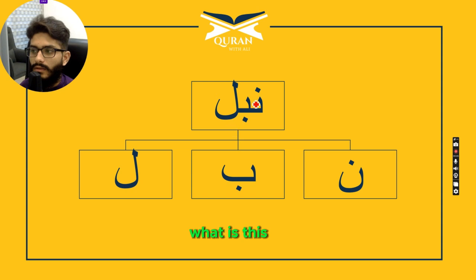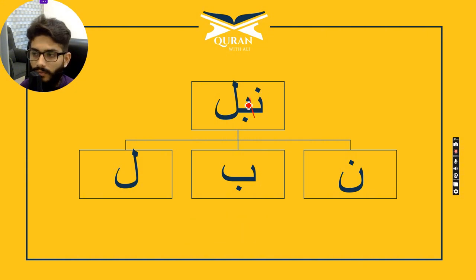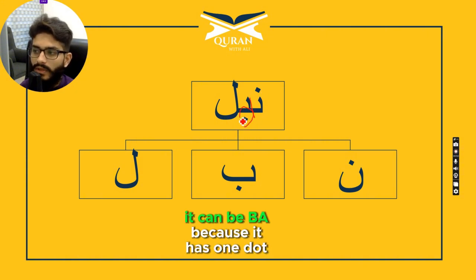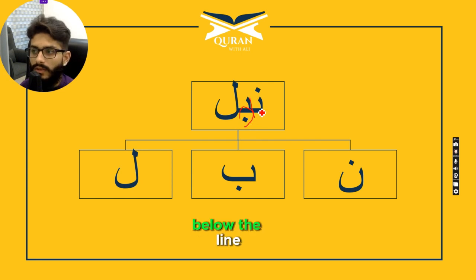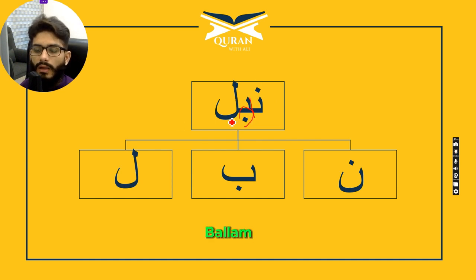What is this? This is one dot above, so it cannot be ba. Obviously, it can be ba because it has one dot below the line. So noon ba, noon ba, lam. Okay, noon ba lam.